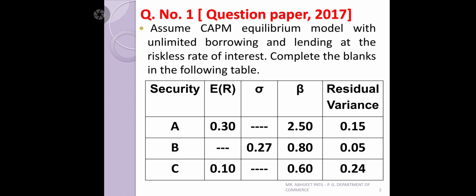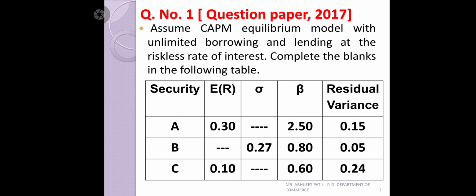See the question. It is: assume a CAPM equilibrium model with unlimited borrowing and lending at the riskless rate of interest. Complete the blanks in the following tables. Here they have given the tables, and the blanks to complete are mentioned there. They want us to find the missing information related to three securities, security A, B and C, under the CAPM equilibrium model with unlimited borrowing and lending at the riskless rate of interest.